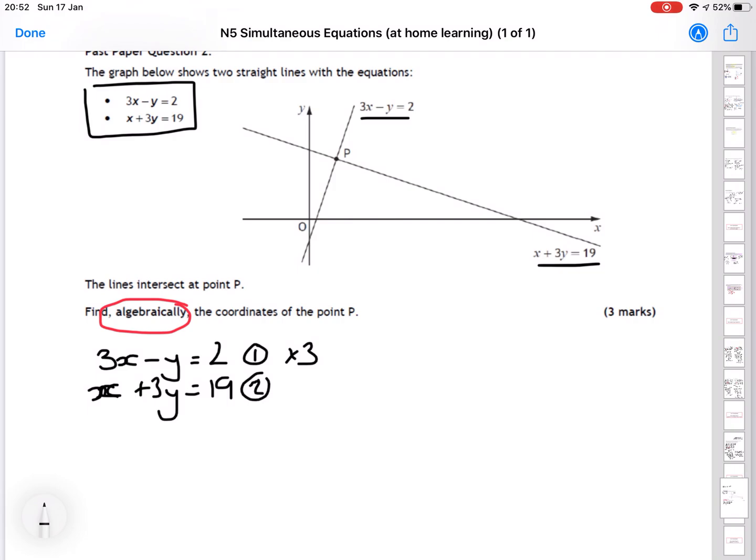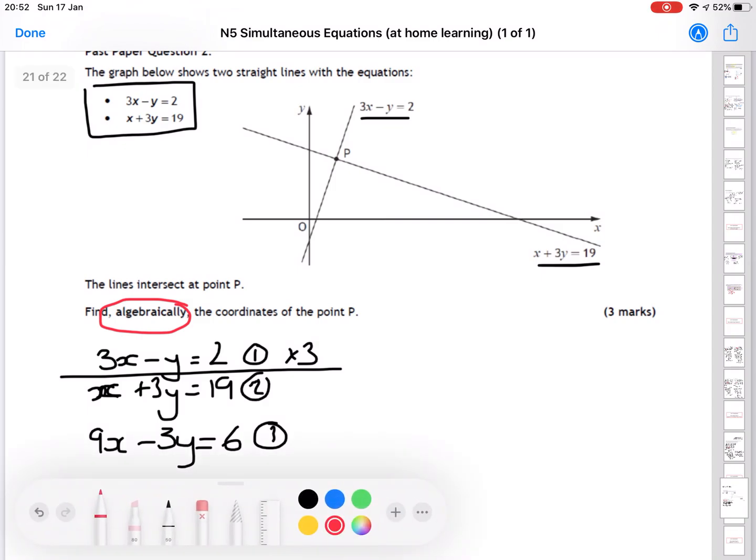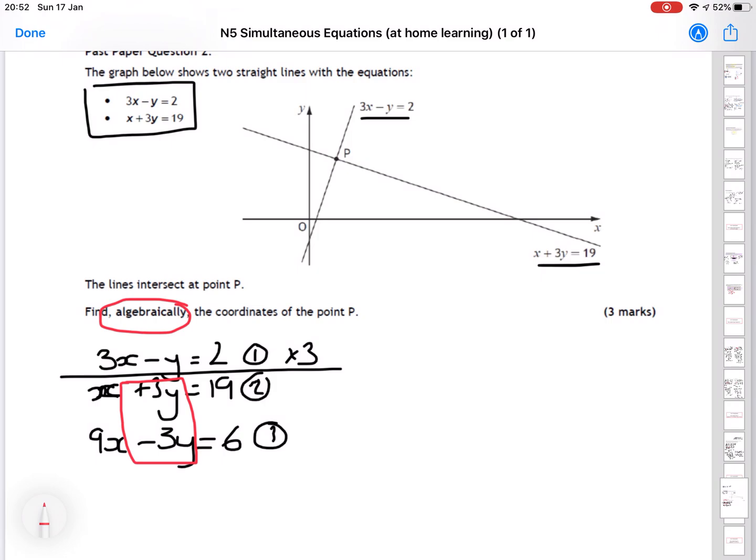So equation 1 times 3, that's going to now say 9x minus 3y equals 6. So that's going to be equation 3. Okay, so what you can do now is you can really just look at these two equations here. So equation 2 and equation 3. So the letter that I'm eliminating here is my y term. So I'll just do a wee box around that.